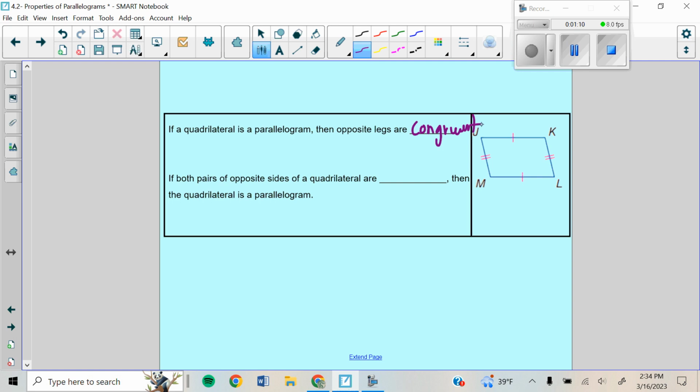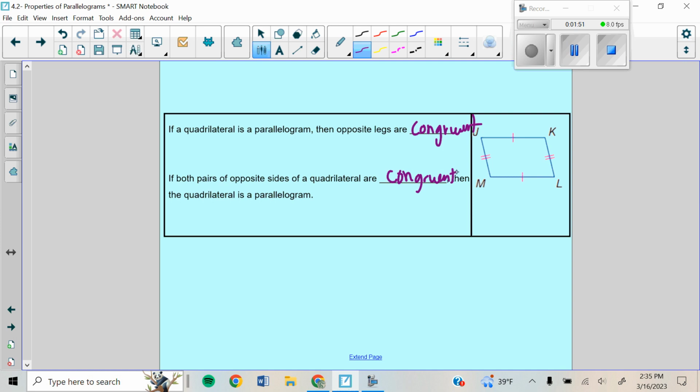The converse, which is our second sentence, is also true. So now I'm going to tell you, hey, you have a quadrilateral. Both pairs of opposite sides are congruent. Then this is a parallelogram. So I know that sounded the same, but it's really a little bit different. The first one says, I'm telling you it's a parallelogram, you can assume the opposite legs are congruent. The second one says, if I have a quadrilateral and both sets of opposite legs are congruent, then I can determine that it's a parallelogram. Kind of seems a little bit the same.